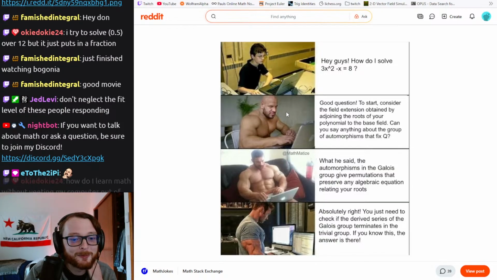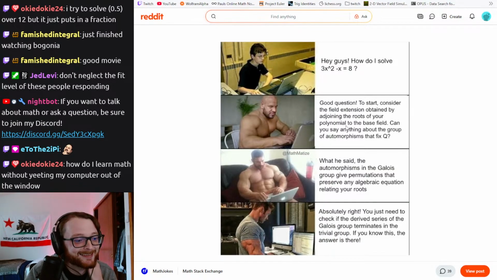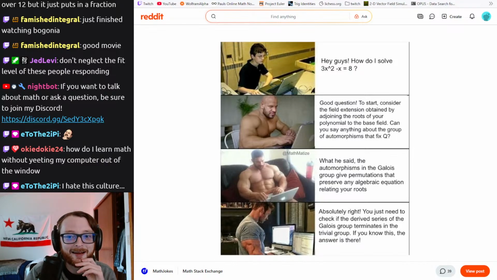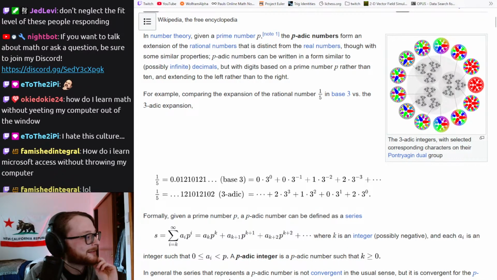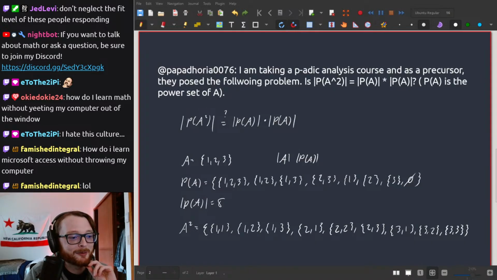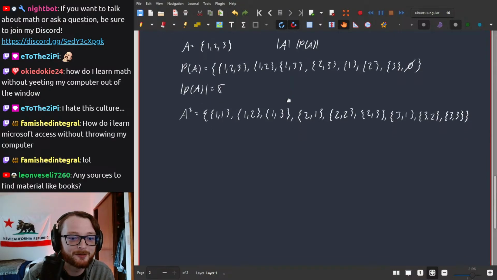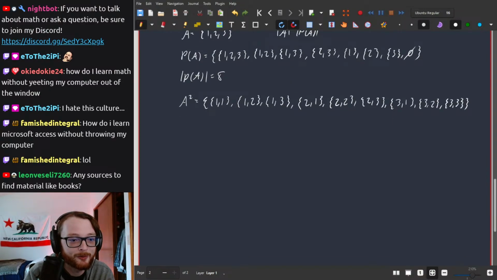Try to solve 0.5 over 12, but it just puts in a fraction. Don't neglect the fit level of these people. Yeah, that's true. Yeah, I'm not a fan of that either, Zach. Begonia? I never heard of that one. How do I learn math without throwing my computer out of the window? That's a tough one. Personally, I never expect to get anything on the first try. It makes it a lot easier.